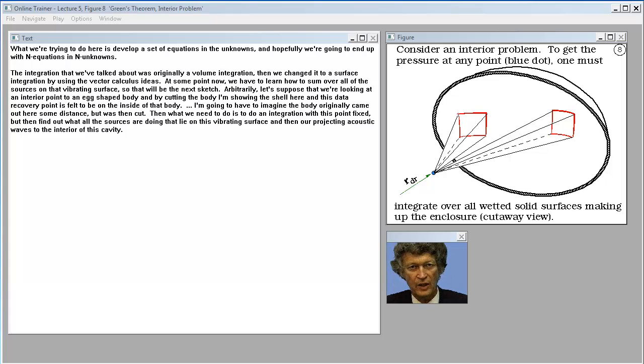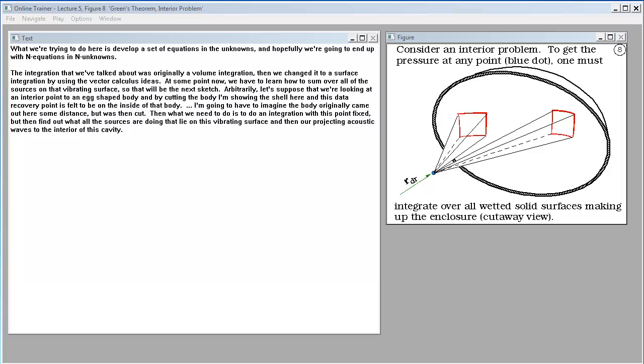What we're trying to do here is develop a set of equations in the unknowns, and hopefully we're going to end up with n equations in n unknowns. The integration that we've talked about was originally a volume integration. Then we changed it to a surface integration by using the vector calculus ideas. At some point now we have to learn how to sum over all of the sources on that vibrating surface. So that will be the next sketch.